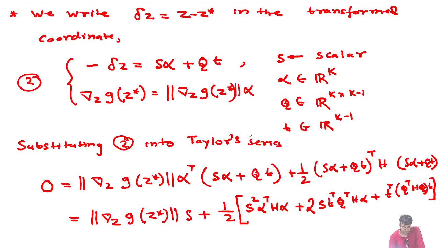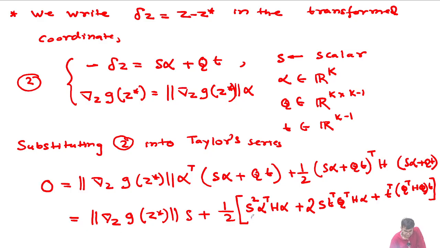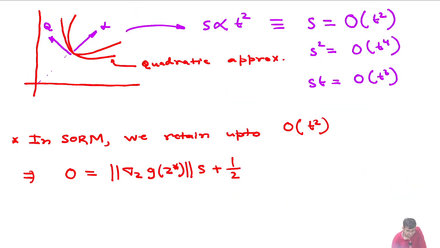Now, the first term, what is the order of this? 4. So that means I am going to ignore it. The second term, what is the order? Cubic. I am going to ignore it. So what will I be left with? Only the last term. Okay. So half, let me write it in this color, T transpose Q transpose H Q T.